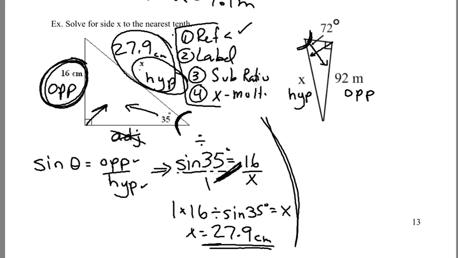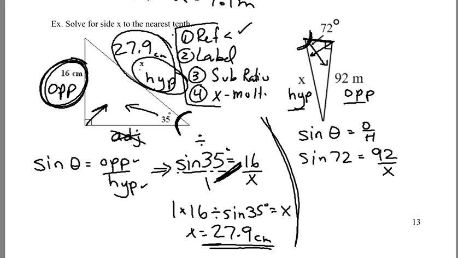So again, our adjacent is this side here, but we don't know it. We don't want it in this question. So we're going to use the opposite and hypotenuse, which works because that works with our sine ratio. Make sure you plug everything in. Sine 72 equals opposite 92 over hypotenuse x. And what's great? Set it over 1 and we cross multiply. 1 times 92, and now we're dividing by sine 72 in this question.